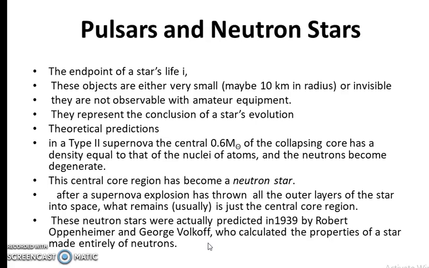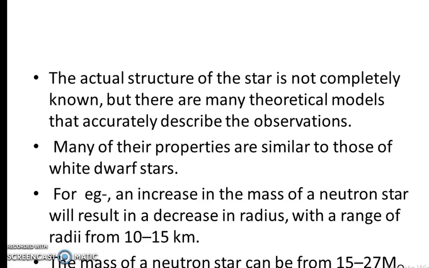So they studied the properties of the star that is made entirely of neutrons. The neutron stars we have already discussed. They are very small objects, and their cores contain neutrons which are all degenerate. So the actual structure of the star is not completely known, but there are many theoretical models that fit to the observations also. And many of the properties of these neutron stars are those of the white dwarfs.